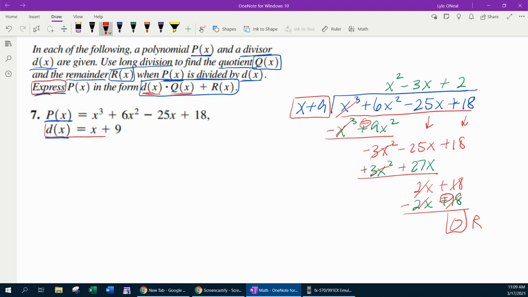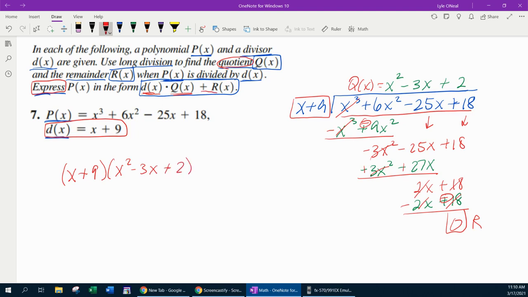So I've already got my d of x right here. That's going to be (x plus 9), and I do need to put that in parentheses, times q of x. Now, q of x, remember, is the quotient, and that is the answer up top. So the q of x, the quotient, is x squared minus 3x plus 2.